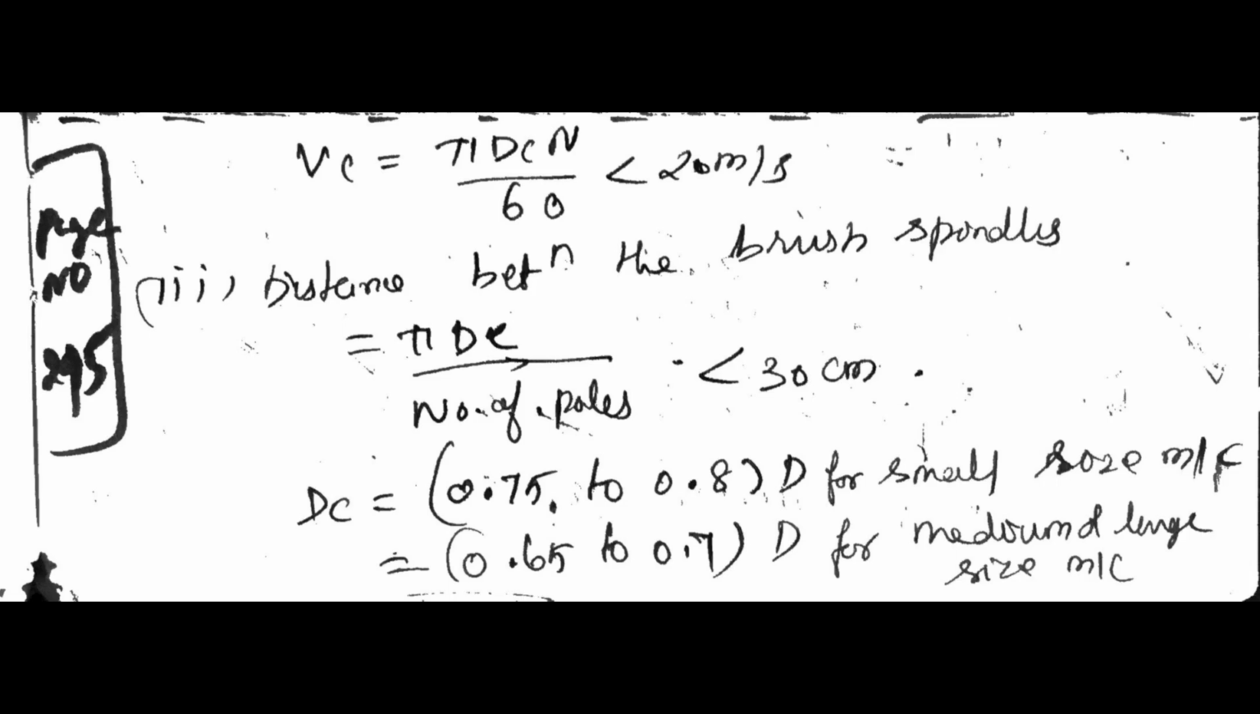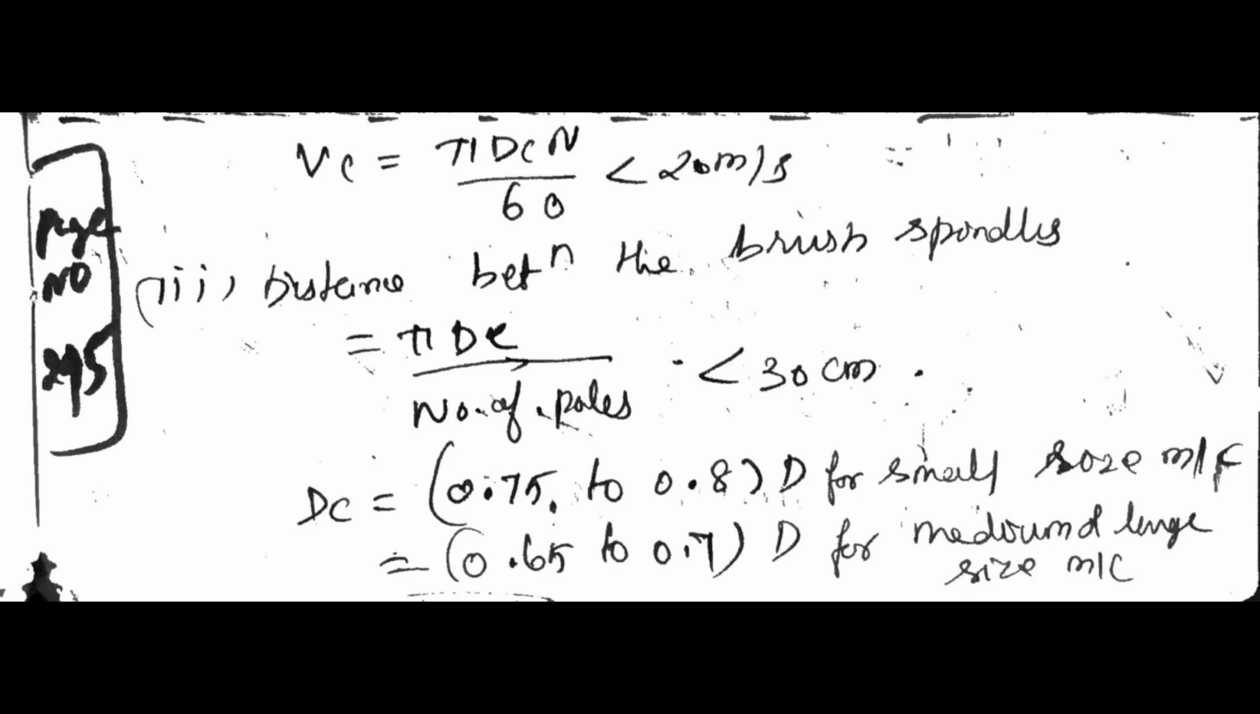Step 1: Number of commutator segments is equal to number of armature coils. Second point: Diameter of commutator. Pitch of commutator segment should be equal to (pi Dc divided by number of commutator segments). The pitch should lie between 4 and 10 millimeter. 4 millimeter less than pitch less than 10 millimeter.